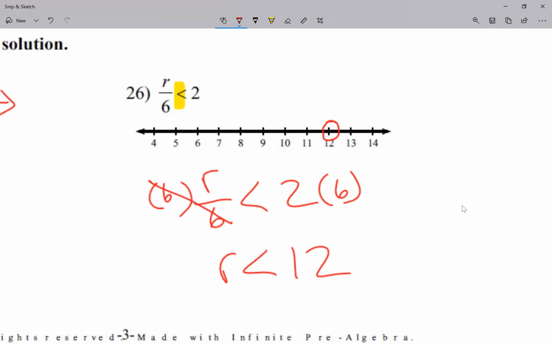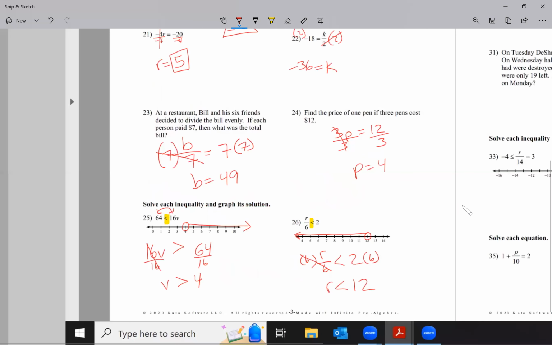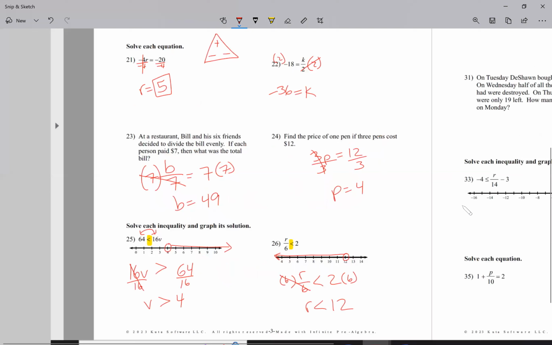Right? It's not closed. It would be closed if I had less than or equal to. Look at my inequality sign. It looks like it's pointing to the left. Looks like an arrow that goes to the left. So my graph goes to the left. And that's what we did today.